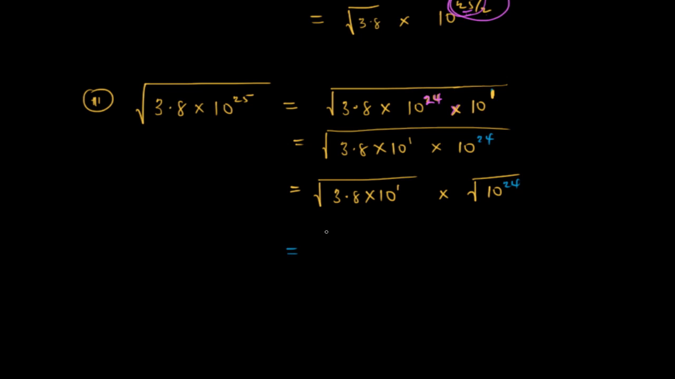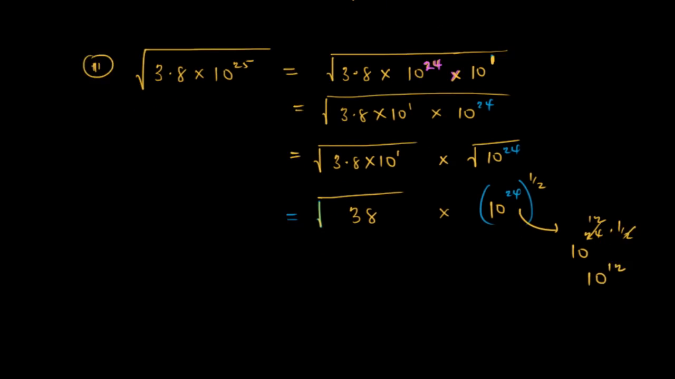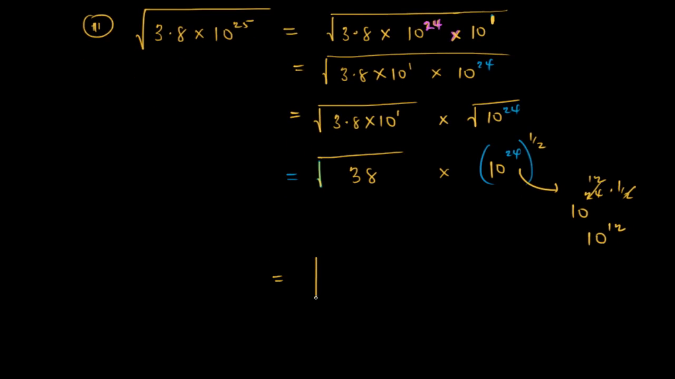So anyway, now what we have here is 3.8 times 10, that's going to give you 38, then times 10 to the power 24 raised to the power half. Now this is just going to give you 10 to the power 24 times half. So this goes off and then this gives you 12. So that's going to be 10 to the power 12. So what you have is just going to be the root of 38 times 10 to the power 12.